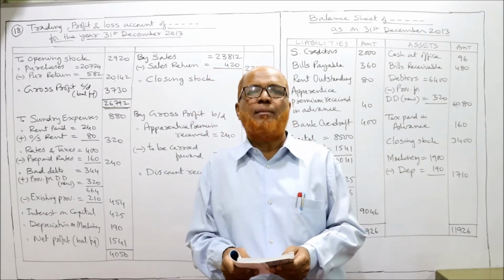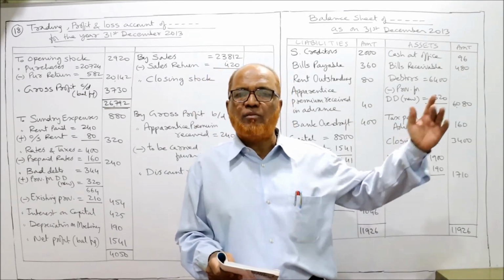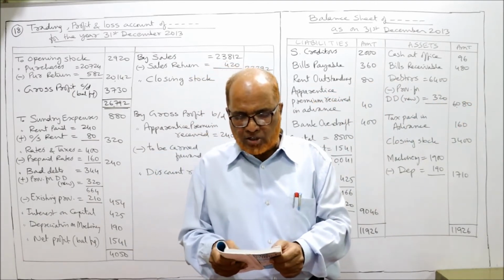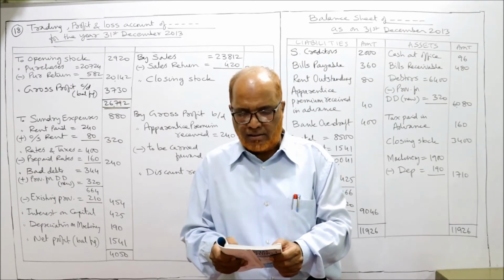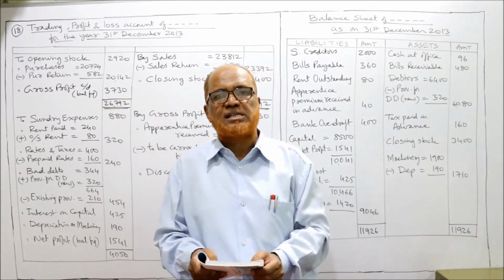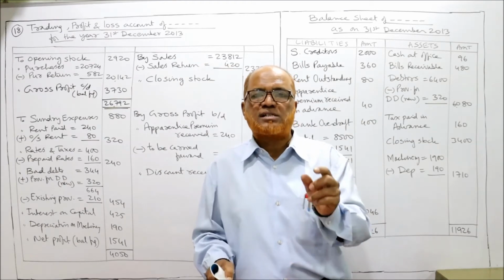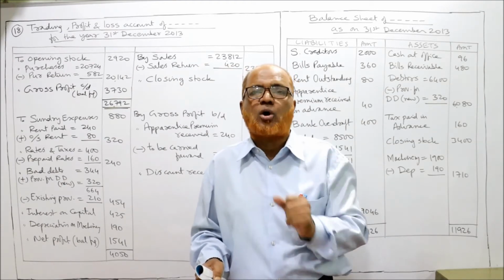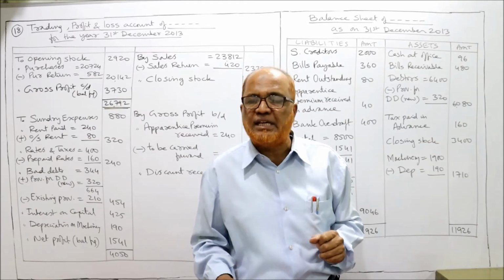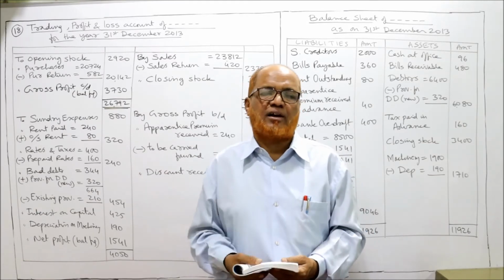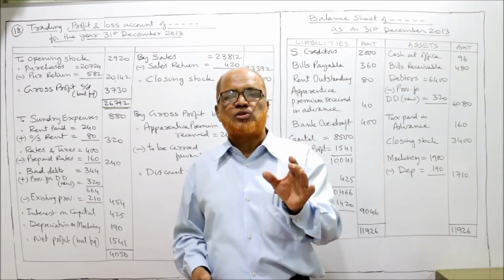Next, bills receivable and payable. Bills receivable is an asset, bills payable is a liability. So in the debit column bills receivable 480, in the credit column bills payable 360, the bills payable liability side. Discount is given in the credit column, so it is discount received. Discount received, credit side of P&L account. So we have discussed the items of trial balance.